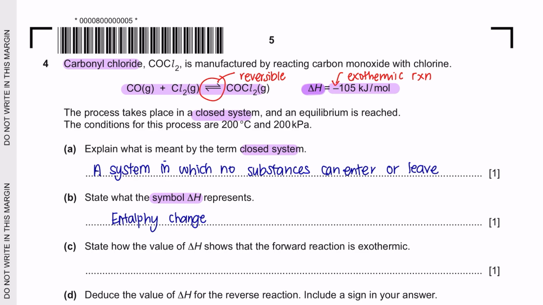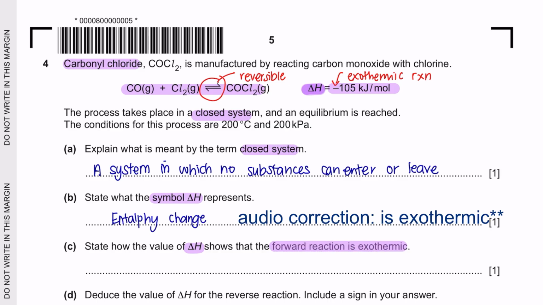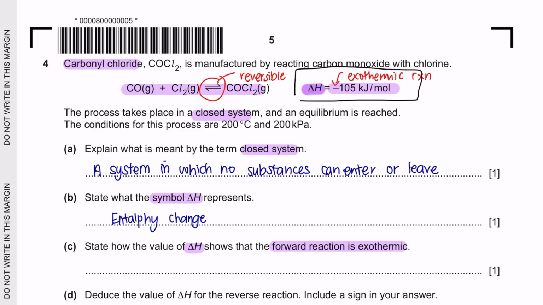Question C. State how the value of enthalpy change shows that the forward reaction is exothermic. The value over here is always given for the forward reaction. Since there is a negative value, this means that this is an exothermic reaction. And if the enthalpy given here is a positive value, that means the forward reaction is an endothermic reaction.